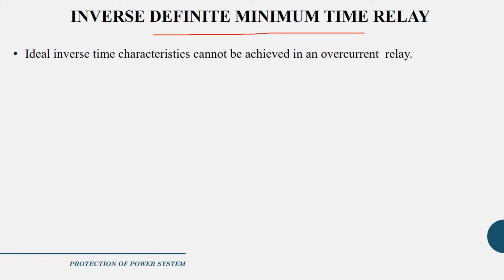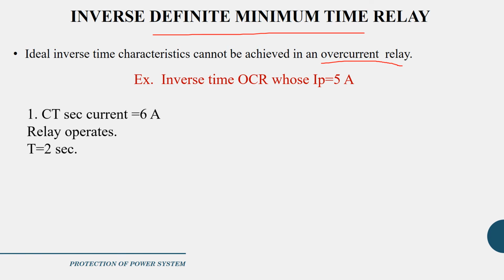Inverse definite minimum time relay, also called IDMT relay in short. This relay suggests that the ideal inverse time characteristics cannot be achieved in an overcurrent relay when the CT has saturated. Let us understand this with the help of an example. We have taken an inverse time overcurrent relay, meaning an overcurrent relay having the feature of inverse time, so the time of operation will be inversely proportional to the input current. Let the pickup value of this overcurrent relay be 5 ampere.